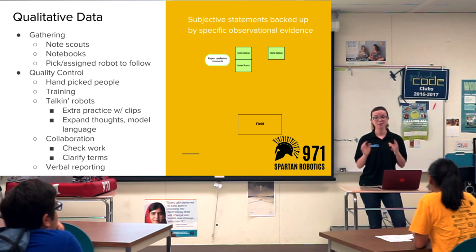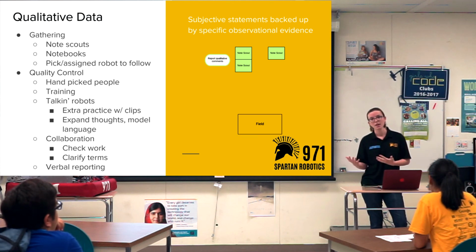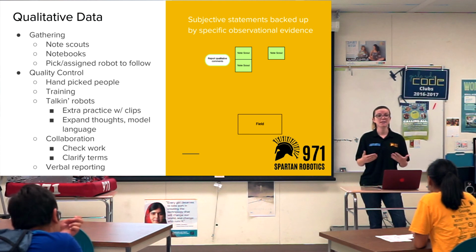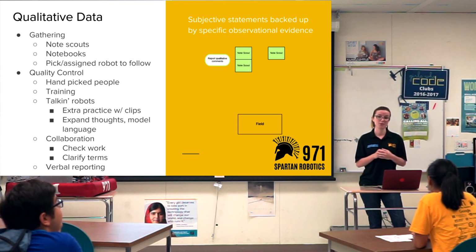Because that's the iffy thing with note scouts: we are doing subjective statements. Like, their driving was good. Their driving was disorganized. What does that mean? I can't use that as data if I don't know what it means. In order to show me what it means, I need people to use specific observational evidence.